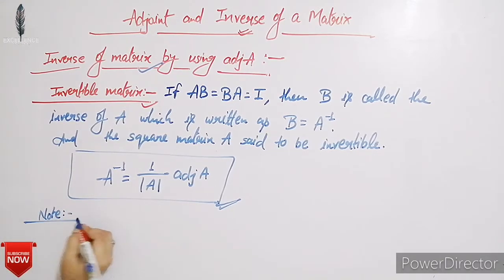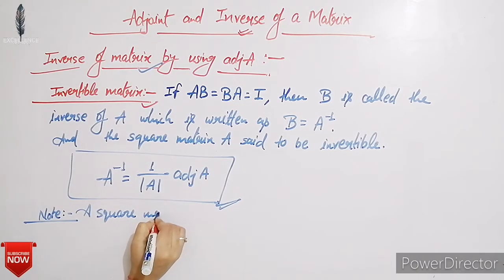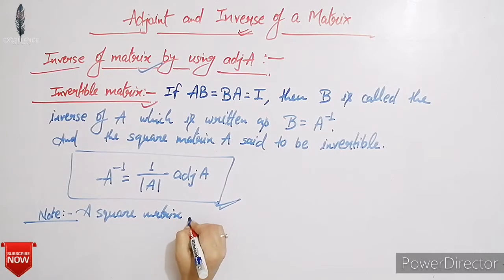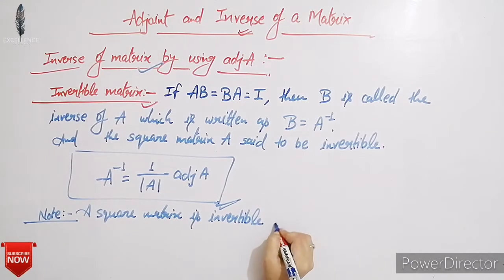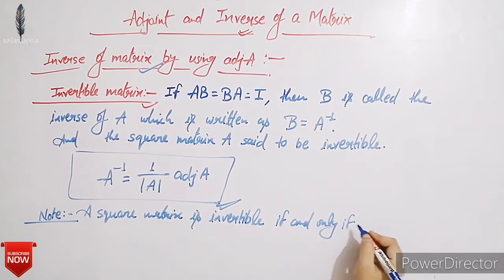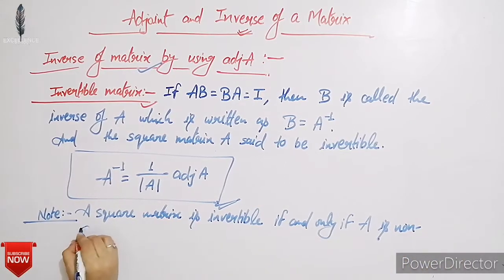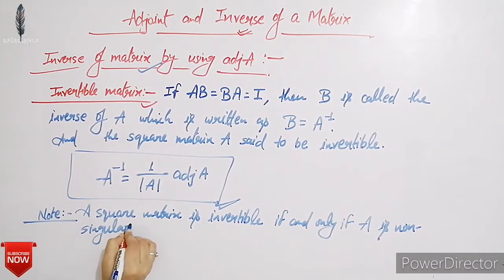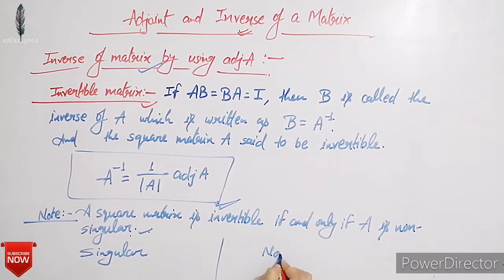But note that a square matrix is invertible if and only if A is non-singular. Only a non-singular matrix can be invertible. So first we have to clear what a singular or non-singular matrix is. So let's discuss what a singular or non-singular matrix is.